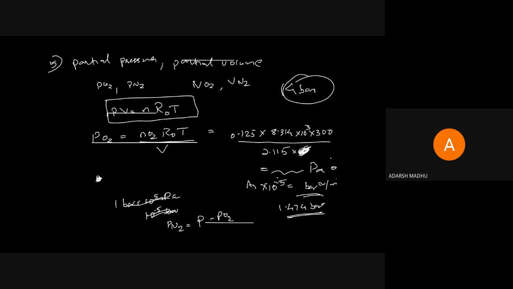If you have time, you can also calculate the PN2 value by using the same equation, that is nN2 into R naught into T divided by V. You will get the value of PN2 in Newton per meter square or Pascal. But if you convert the value of PO2 into bar, you can use this equation.